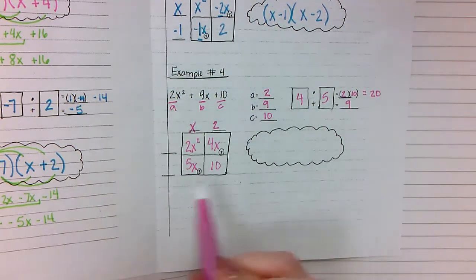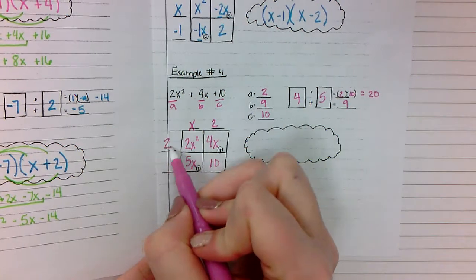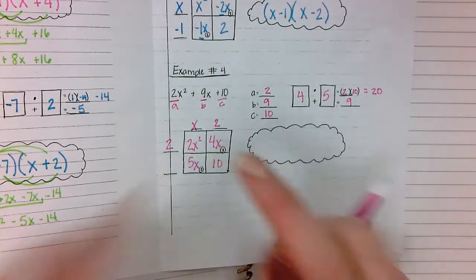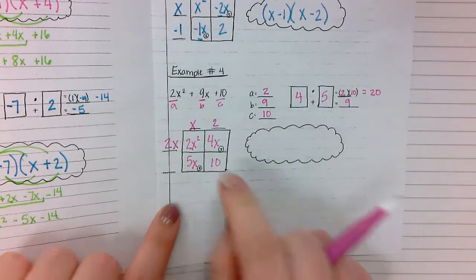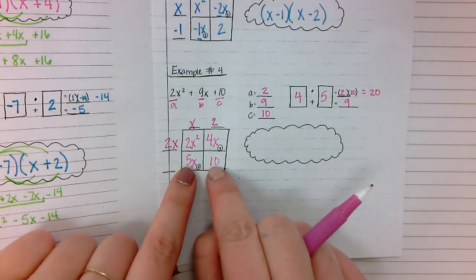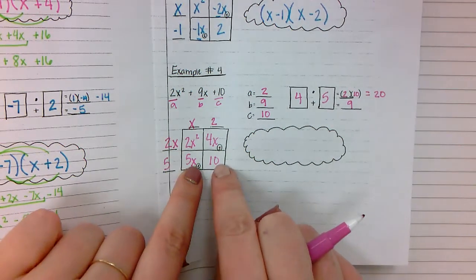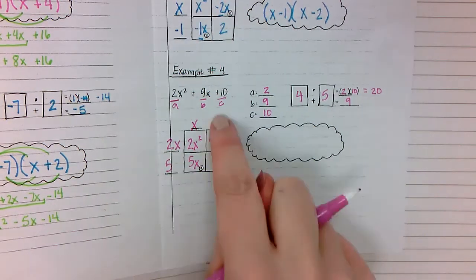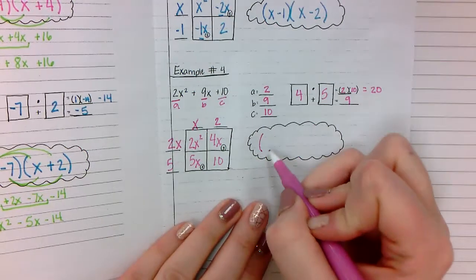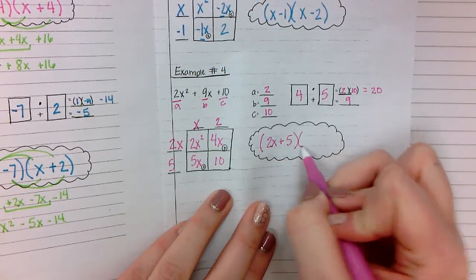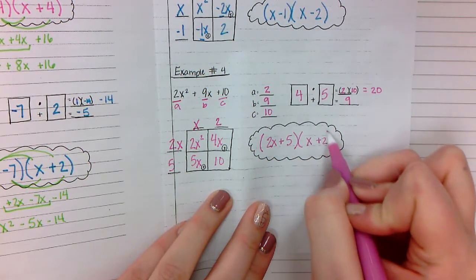The greatest common factor between 2 and 4 is 2, and the greatest common number of x's that I can pull from both of them is just 1. The greatest common factor in 5 and 10 is 5, and they both don't have a letter, so I can't pull an x from both of them. So these are going to go in my parentheses. So we have 2x and a positive 5, and an x and a positive 2.